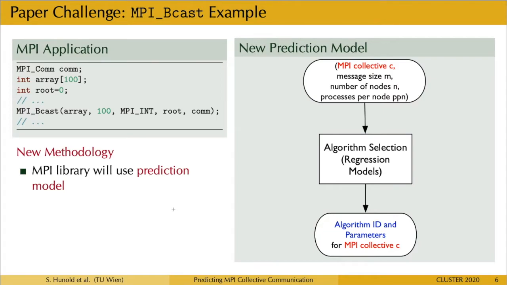So what we instead want to do is, when we call that broadcast here, we jump into the MPI library. The MPI library has some prediction model. It knows these kinds of values, this is the feature vector. So we know the collective, that's this one. We know the message size, which is 100 ints here. We have the number of nodes and the number of processes per node. We go into our algorithm selection model, which will be based on some regression models, and it gives us the algorithm ID. So use the chain algorithm and the parameters, for example segment size 1 kilobyte, for that specific MPI broadcast call on that machine.